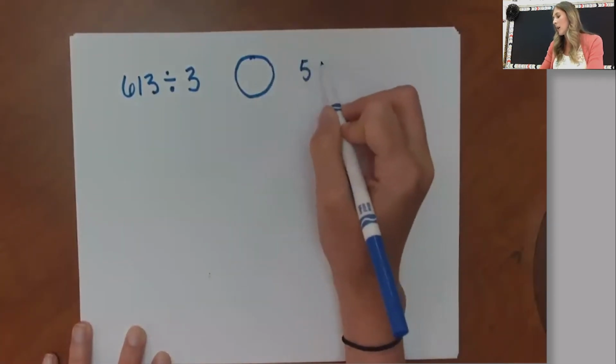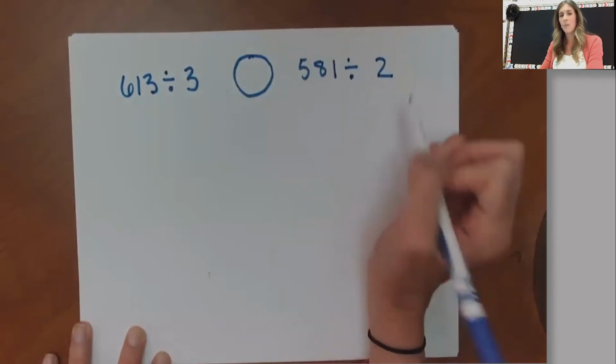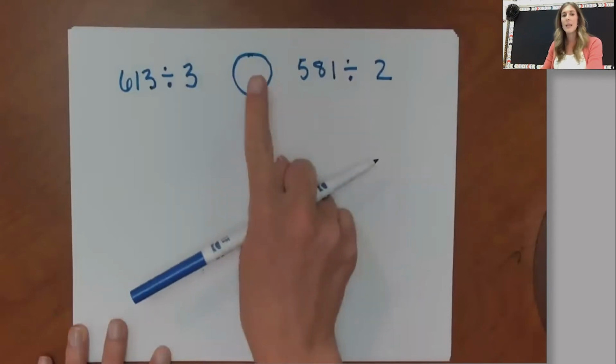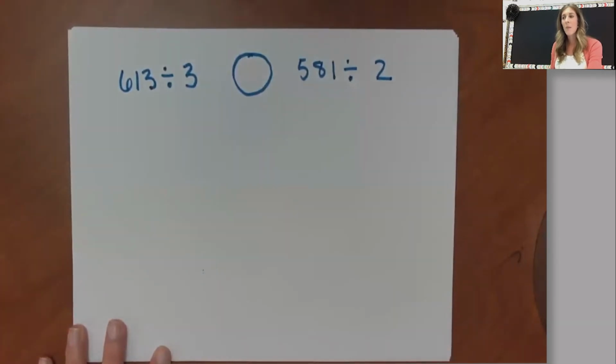Write 581 divided by 2. So we're going to determine if 613 divided by 3 is less than, greater than, or equal to 581 divided by 2. So to compare, let's estimate each quotient.